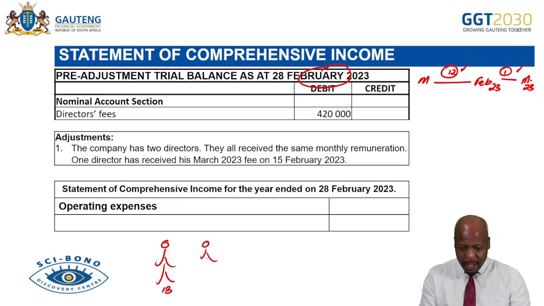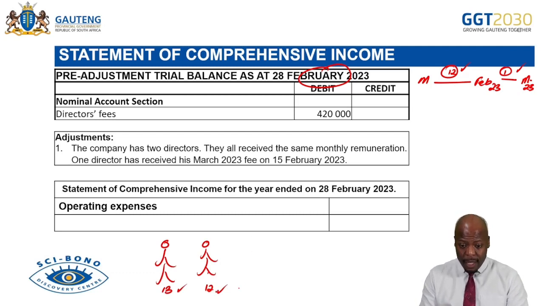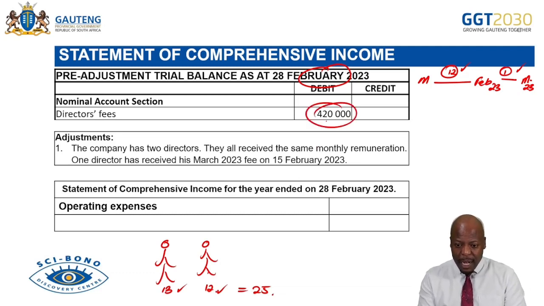But this director has received only for 12 months. So we have 2 directors. One has received 13, one has received 12. So if we combine the number of months that we've paid for our directors, they total to 25 months. In total, we've paid 25 months for the 2 directors. Remember, it should have been what? 24 months.